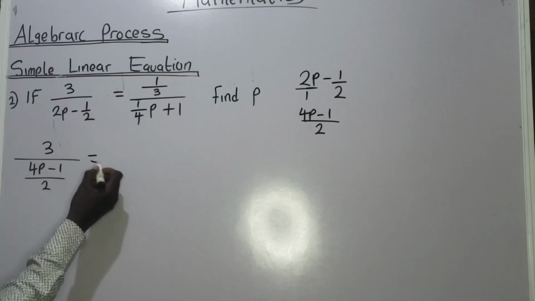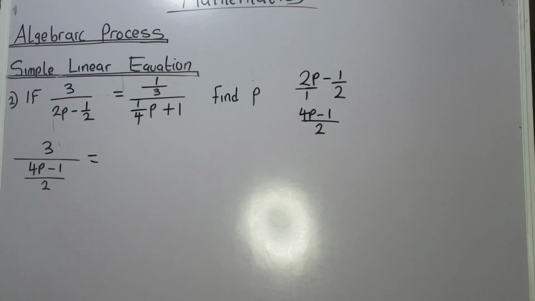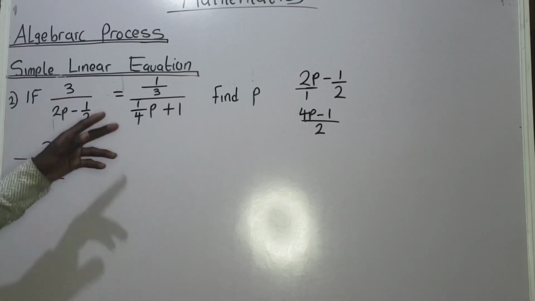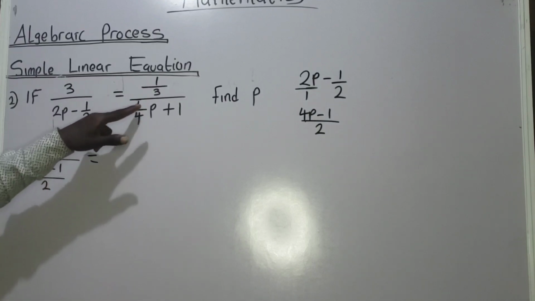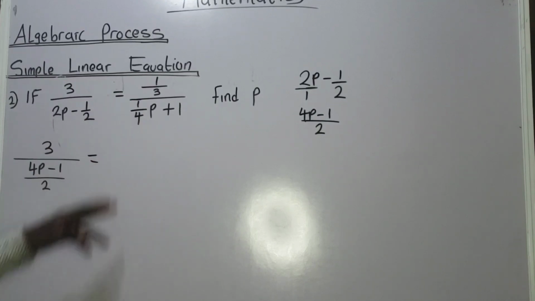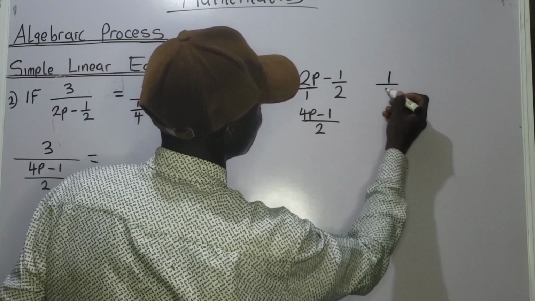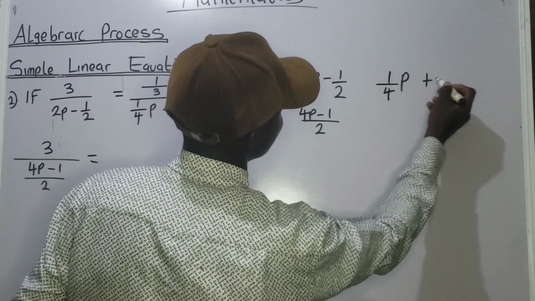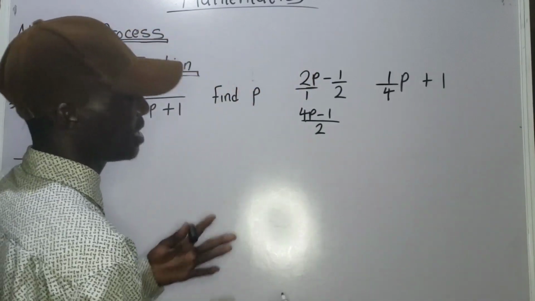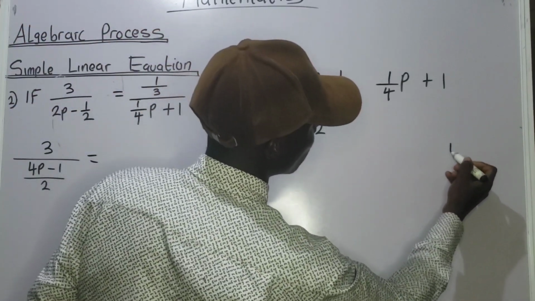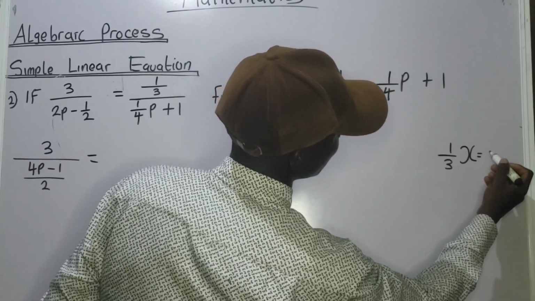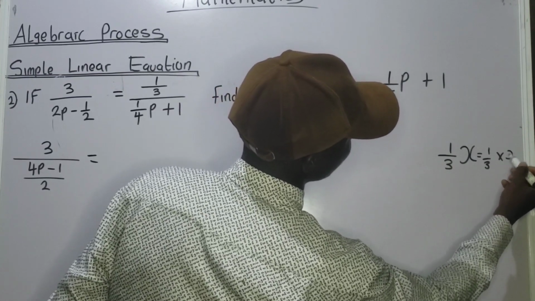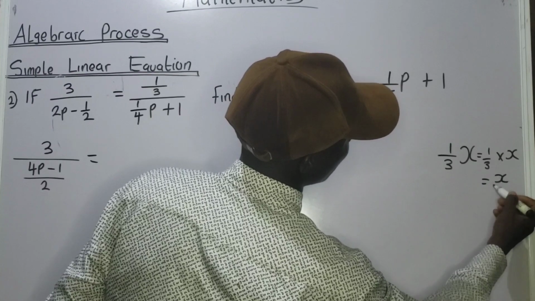You understand? Okay, now let's move to the right hand side of the question. We have 1 over 3 all over 1 over 4p plus 1. Okay, let's simplify the denominator. Okay, in the denominator we have 1 over 4p plus 1. Okay, now let me quickly keep this in. If you have 1 over 3x, this is also the same thing as what? 1 over 3 multiplied by x. Okay, that is what? X all over 3.